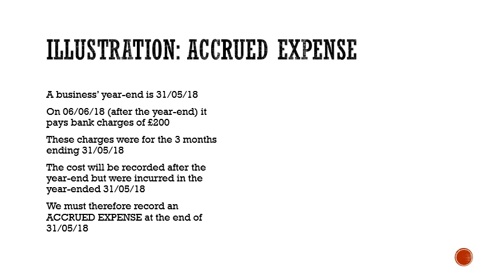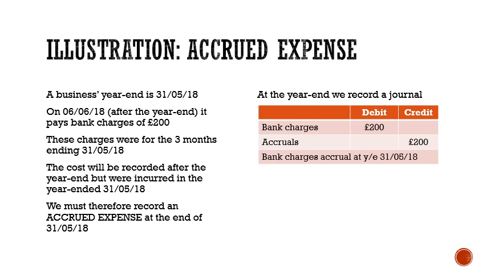So let's have a look at the journal that we would record. We would debit our bank charges with £200. That would then increase the bank charges for the year ended 31st of May 2018, and we would also credit the £200 to an accrued expense account, and that journal would be dated the 31st of May 2018.